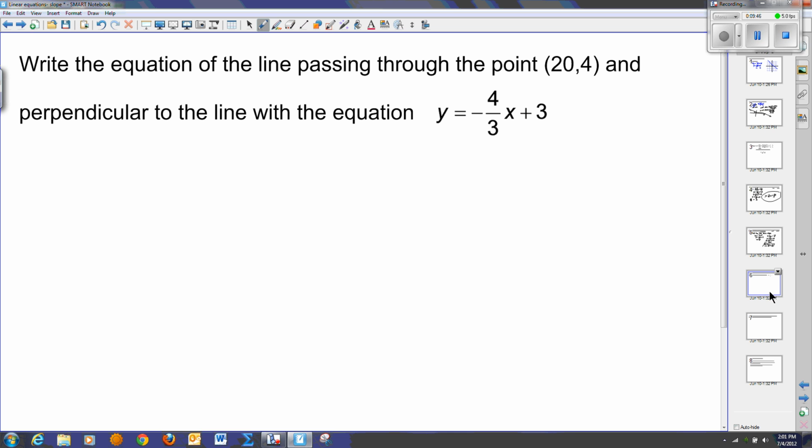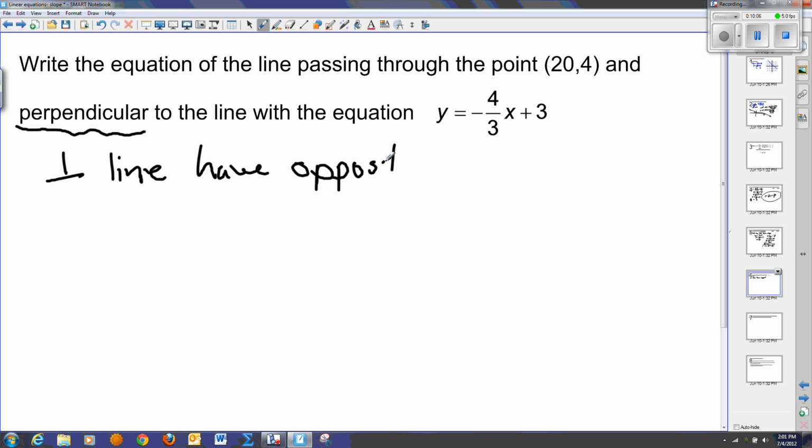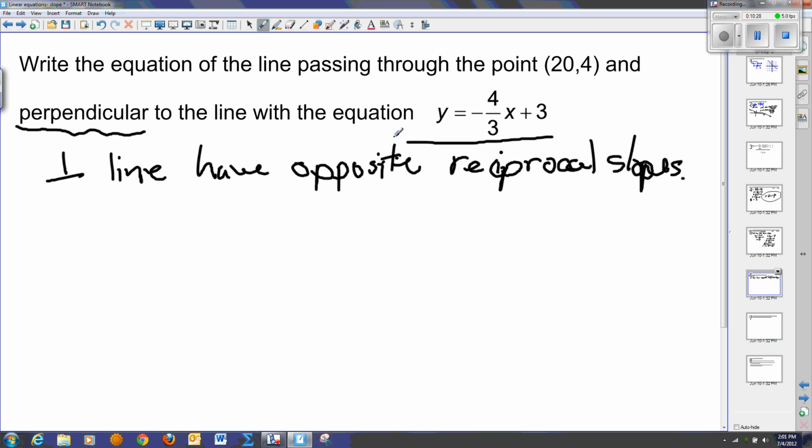Let's move to the next example. Now in this case, in reading the equation, we find out we're talking about perpendicular lines. We know perpendicular lines have opposite reciprocal slopes. Great. And luckily in this case, we've already been given a slope of our equation. So my perpendicular slope is the opposite reciprocal of negative 4/3. Well, that's positive 3/4.